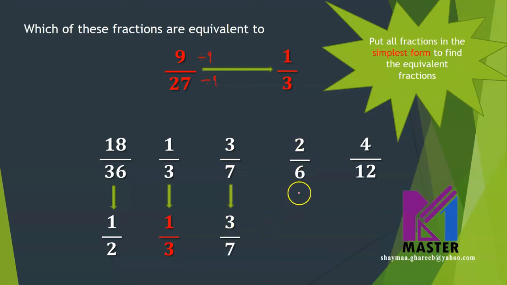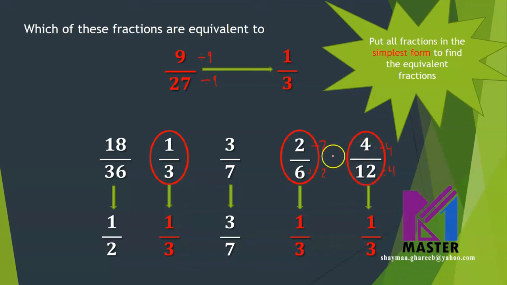2 over 6, can I simplify it to the simplest form? Yes, I can divide up and down by 2. If you divide it up and down by 2, you will get 1 over 3. 4 over 12, I can divide up and down by 4, or by 2, then you keep dividing until you get the simplest form. So its simplest form will be 1 over 3. Now I have 3 equivalent fractions, which are 1 over 3 and 2 over 6 and 4 over 12. All of them are equivalent to the 9 over 27.